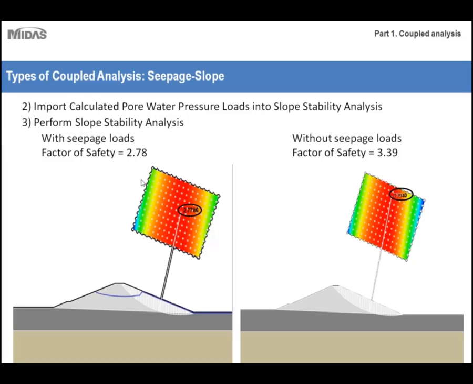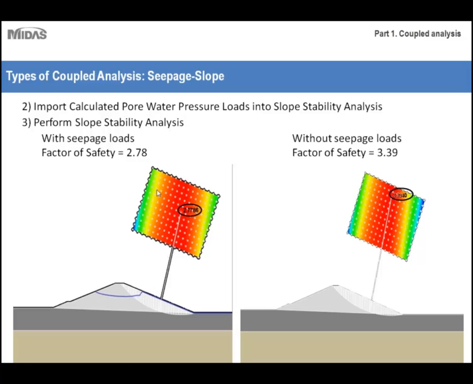So as you can see, here is sort of the completed project. What I did was I took these results and ran the analysis, one with the seepage taken into account and the other without it taken into account. So let's take a look first at the image on the left here. As you can see, the pore water pressure loads were imported directly into our slope stability analysis, as well as the phreatic line, which is represented by the blue piece over here.